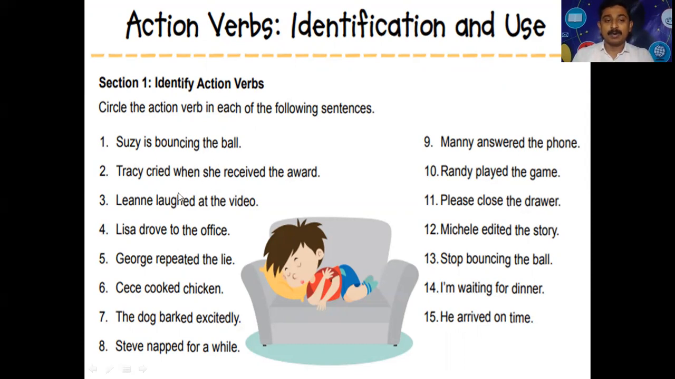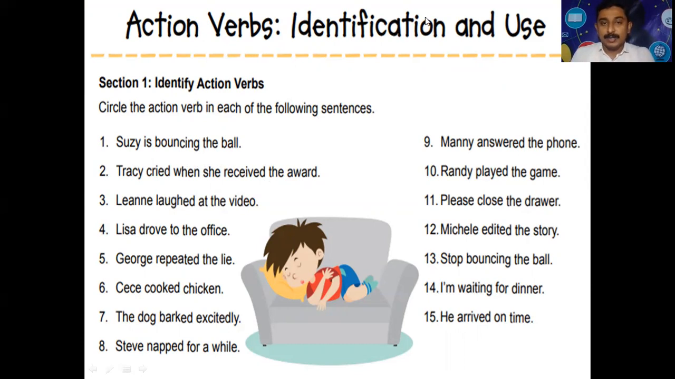Susie is bouncing the ball. Tracy cried when she received the award. Lini laughed at the video. Lisa drove to the office. There are many sentences, 15 sentences given here. You are requested to try to identify the action verbs.